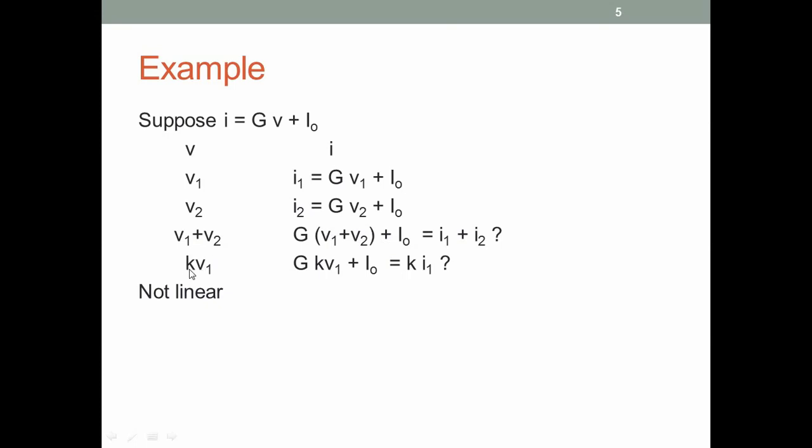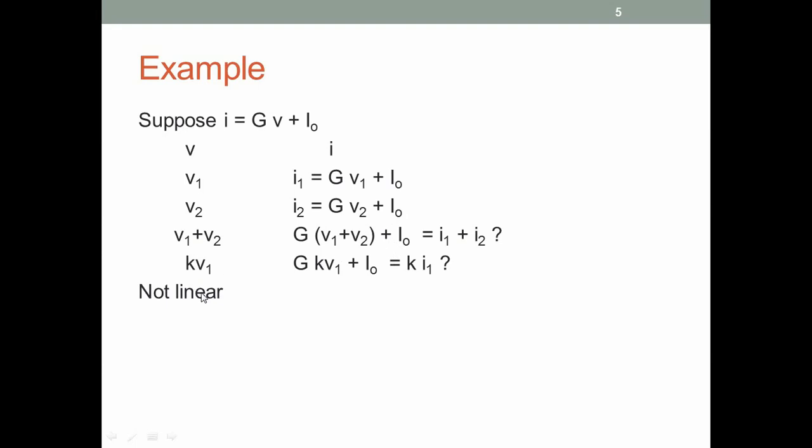Similarly, if we apply K times V1, then the current according to this equation is GKV1 plus I0. Is this equal to K times I1? The answer, of course, is no for both of these. You can see that very easily. Therefore, we say that this element is actually not linear.